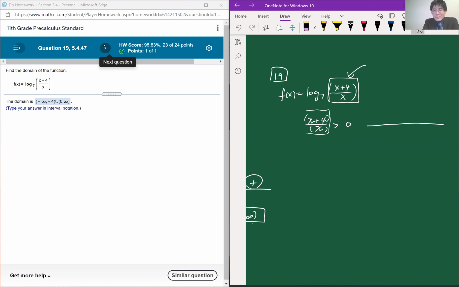Let's say that you have a function like this. It changes signs at x equal to -4 and at x equal to 0. If you plug in any number greater than 0, it's clearly positive divided by positive, so it's going to be positive. At 0, you're going to change the sign, and at -4, you're going to change the sign. So this inequality is true when x is less than -4 or greater than 0. So the answer is -infinity through -4, union 0 through infinity.